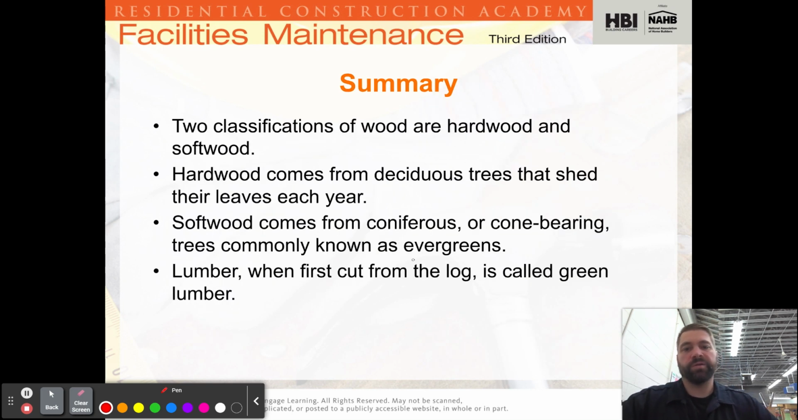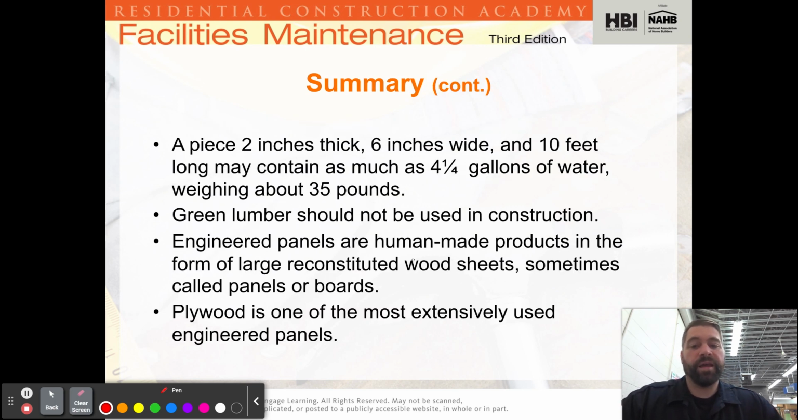So in summary, two classifications of wood are hardwood and softwood. Hardwood comes from deciduous trees that shed their leaves each year. Softwood comes from coniferous or cone-bearing trees, commonly known as evergreens. Lumber, when it's first cut from the log, is called green lumber. And remember, a piece that's 2 inches thick, 6 inches wide, and 10 feet long may contain up to 4¼ gallons of water. So think about this. This is about the size of the 2x6s that we have in the lab. Green lumber should not be used in construction.